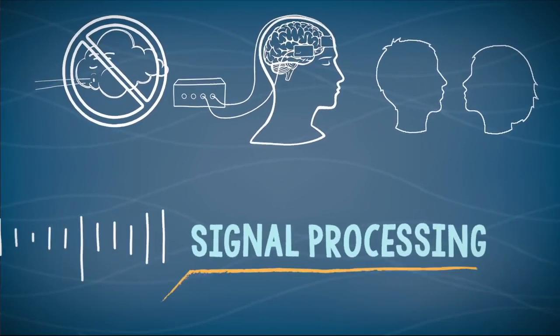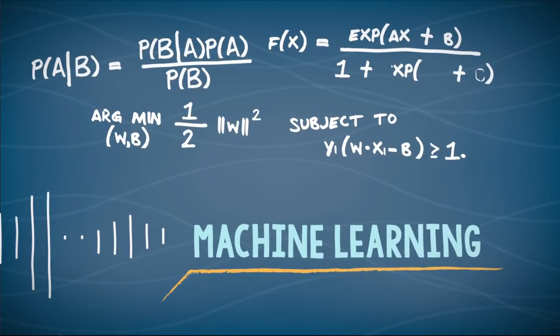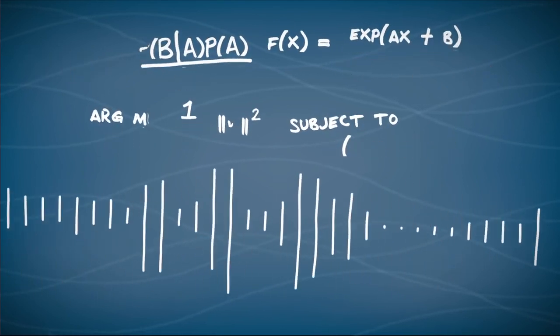In this translator and our other two examples, signal processing algorithms process and extract information from data, while machine learning algorithms recognize patterns and make recommendations.